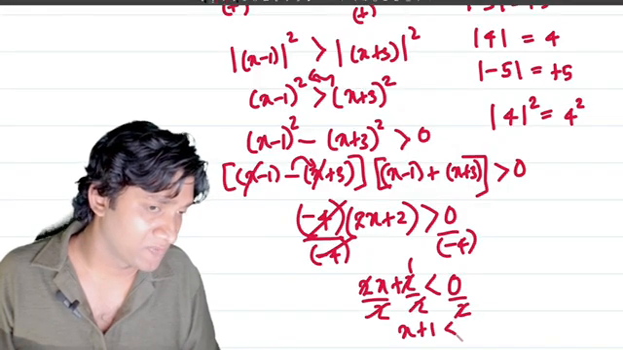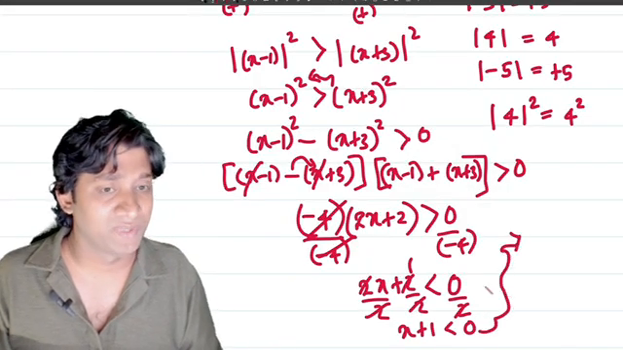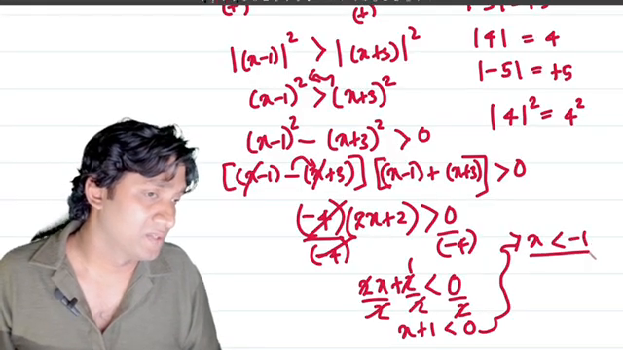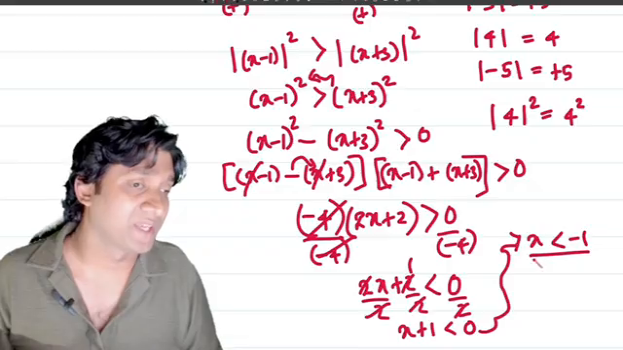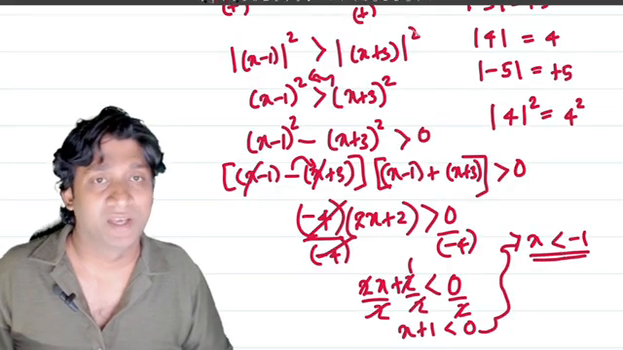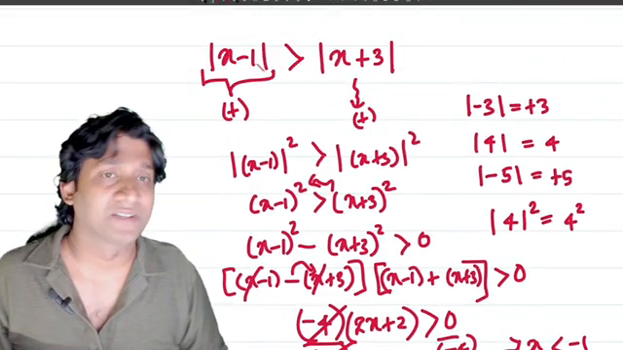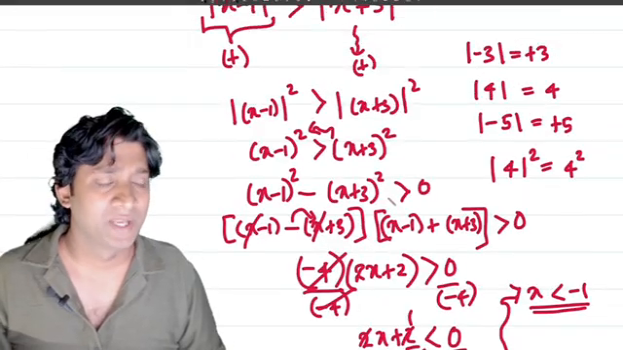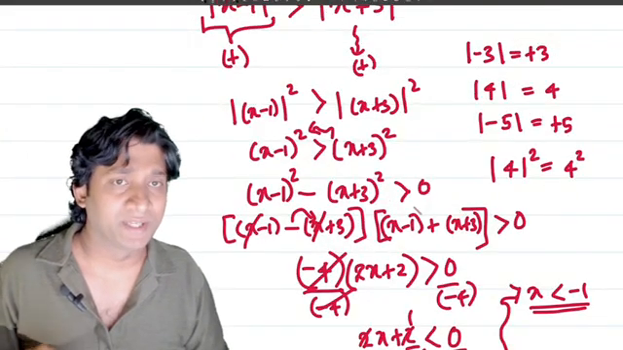We got x plus 1 is less than 0. Then we can isolate x on the left side. So this is the range of x that satisfies the inequality. That's how you can apply this simple theory regarding inequalities.